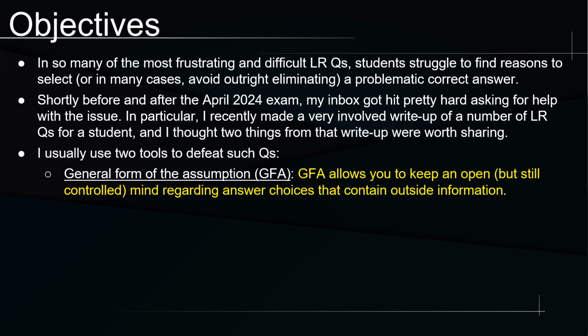GFA allows you to keep an open but still controlled mind regarding answer choices that contain outside information. So for easier questions in the beginning of the section, very often we'll just very quickly eliminate an answer because it brings up outside information in a scenario where it's not acceptable, right? Outside of strengtheners and weakeners, generally speaking, we are deeply suspicious of information that comes out of nowhere. And so they use that against us on harder questions, but GFA allows you to regain control of that situation.